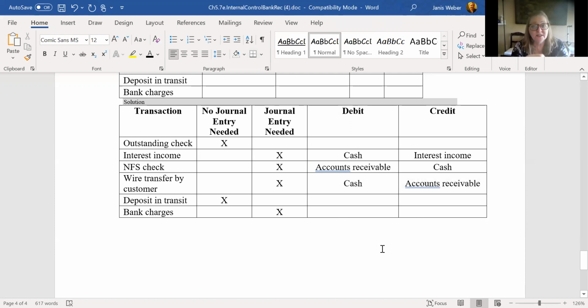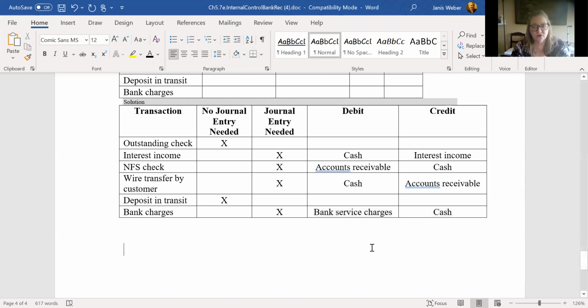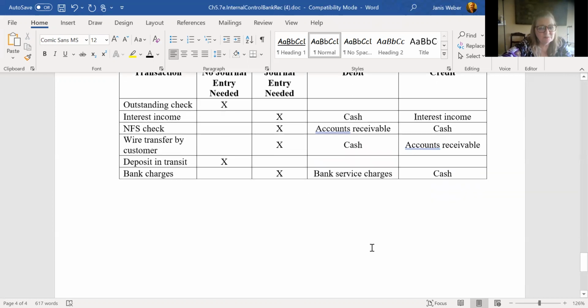If they were just buying something via wire transfer, we would credit the sales account there. But if they just are transferring a payment by an accounts receivable customer, we would credit accounts receivable. And then for the bank charges, we are going to credit cash. We're going to debit the bank charge or bank service charge fee. Bank fees, bank expense, bank service charge expense, lots of different names you can name it.